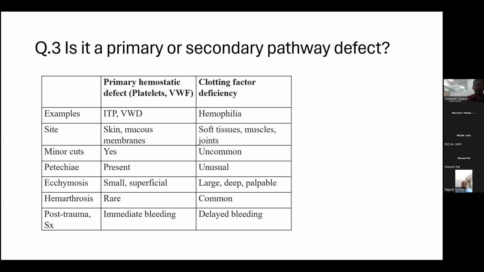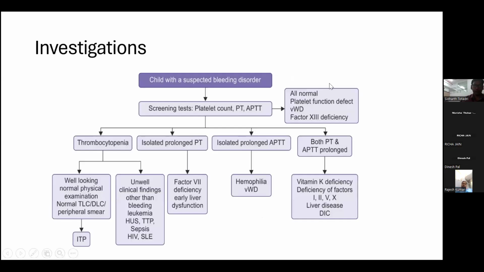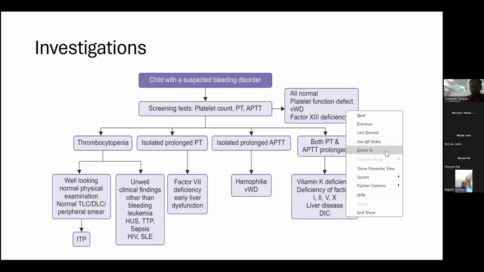This is in comparison to deficiencies of secondary pathways like hemophilia, where you will have bleeding occurring in muscles and joints, and you will not see petechiae very commonly. You might have very large ecchymosis, and it's common to see hemarthrosis, and often bleeding is delayed after trauma. And there is no need to read this busy table.